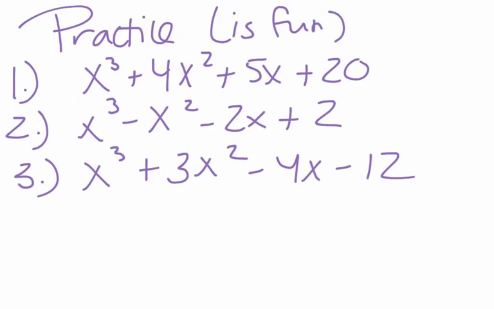We have x to the third plus 4x squared plus 5x plus 20. Now, this is the one that has a little asterisk next to it, and I'm not sure why. At some point in my notes, I put a little star next to that for some reason. I don't know. Maybe it's hard.